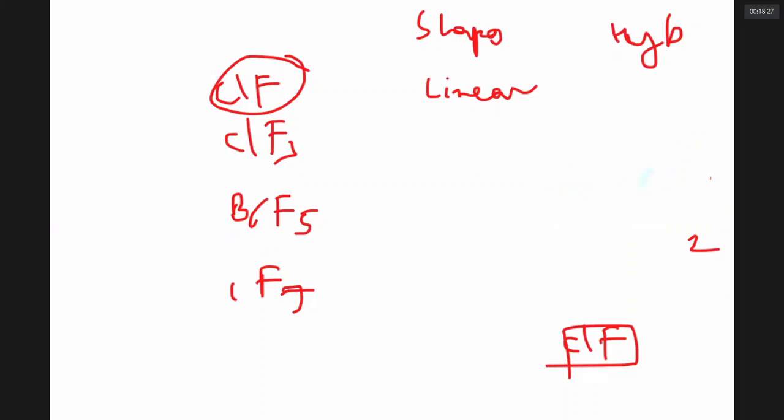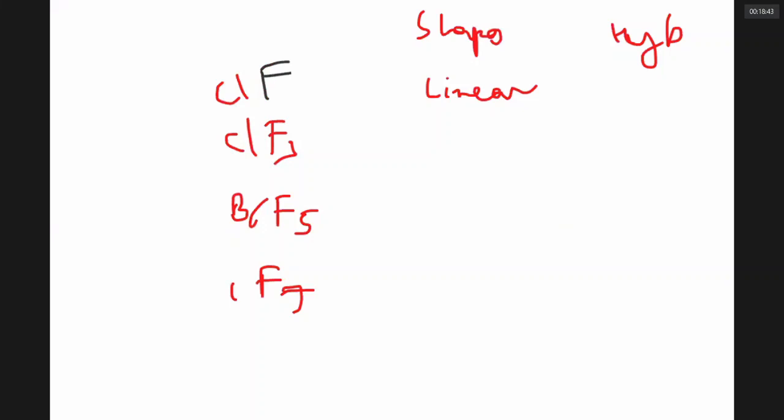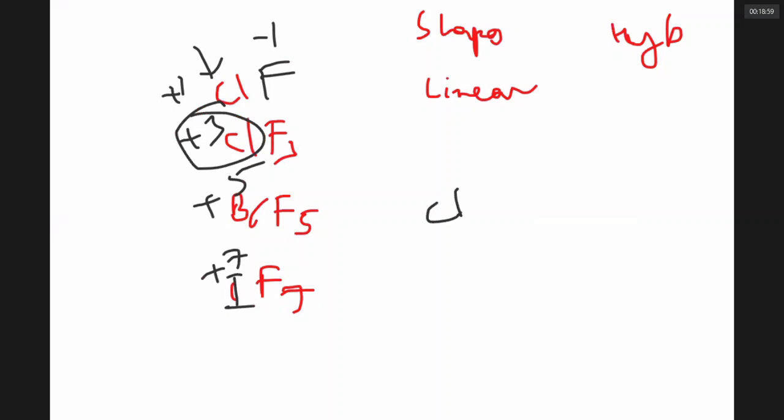But now, if I am looking at ClF, for example, the Cl is less electronegative, it has positive charge. Cl has positive charge. The bromine has positive charge. The iodine has positive charge. Now, who is making more than one bond in ClF3?